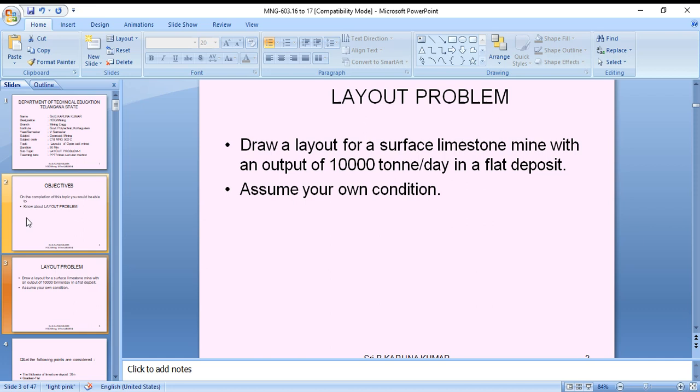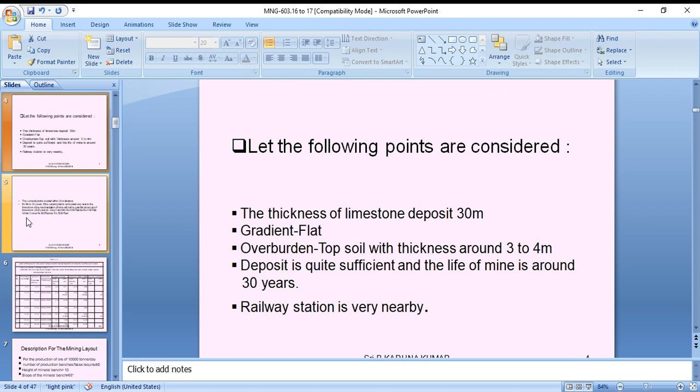Now let us consider the following points. The thickness of the limestone deposit, assume 30 meters. The gradient is flat, as I have already given. Overburden and topsoil with a thickness of around 3 to 4 meters.